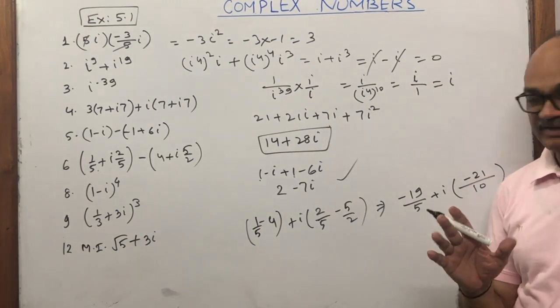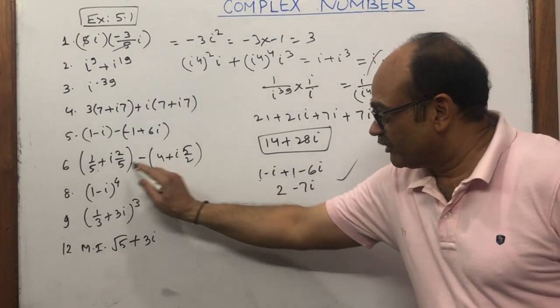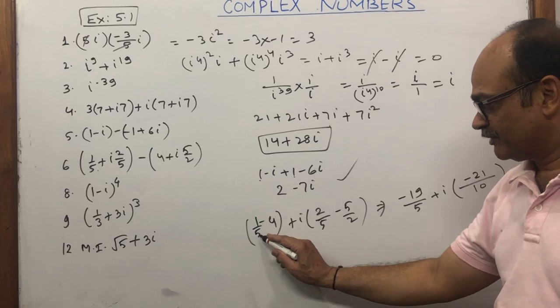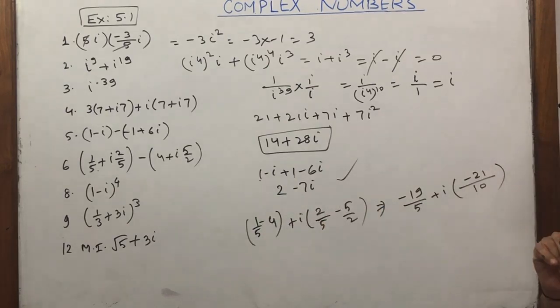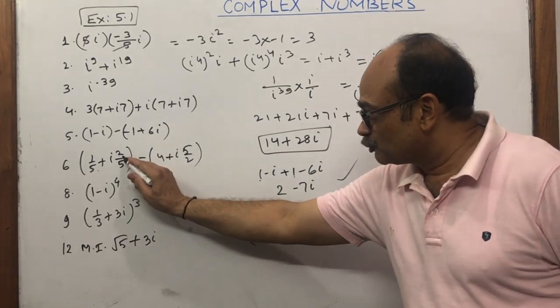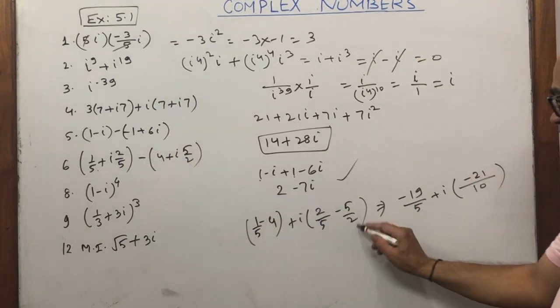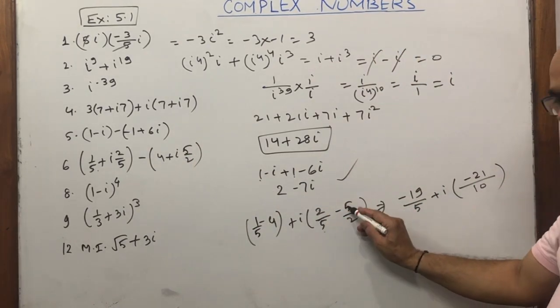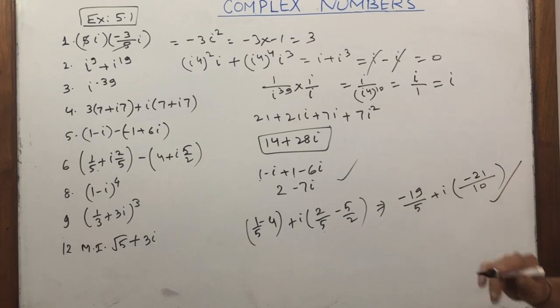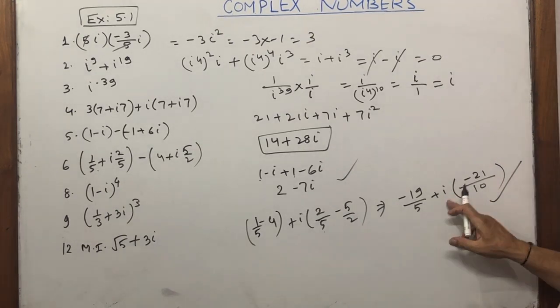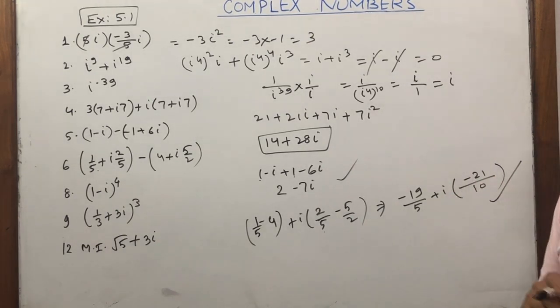4 minus 25. Check it again. 1 by 5 minus 4. LCM 5. 5, 4, 20. Minus 19 by 5. Iota common. 2 by 5 minus 5 by 2. LCM 10. 2, 2, 4 minus 25. Answer is minus 19 by 5 minus 21 by 10 iota.